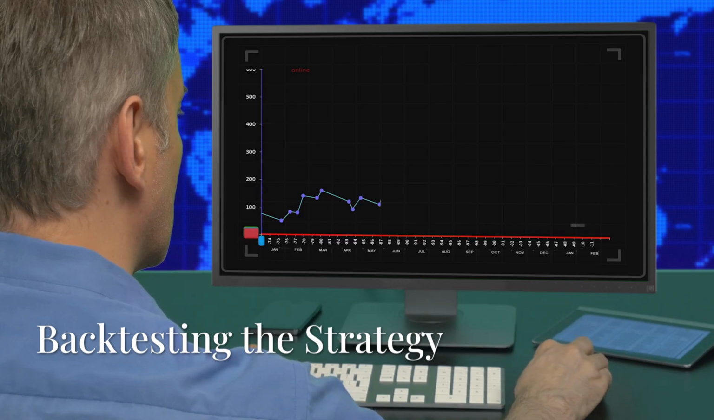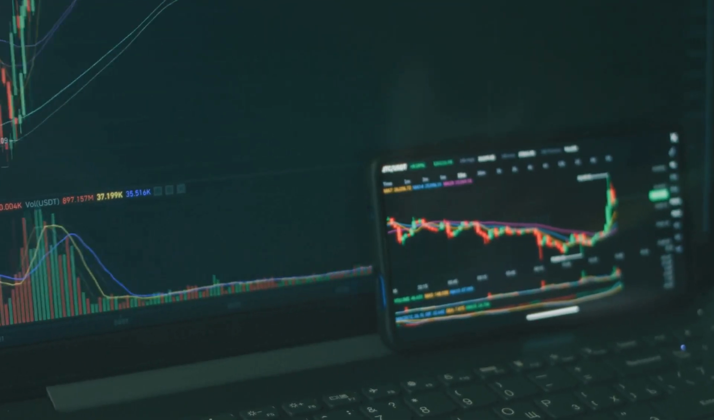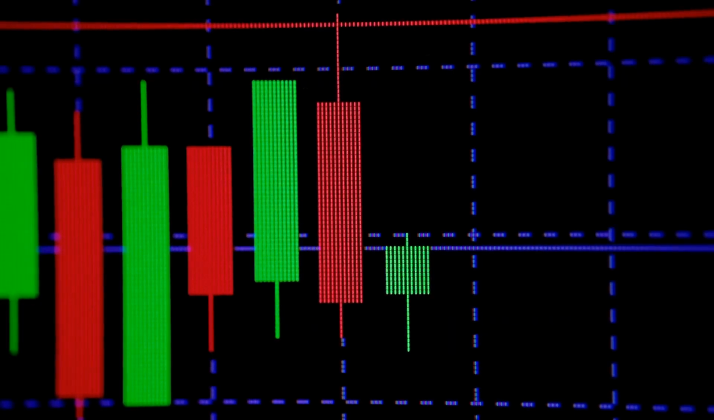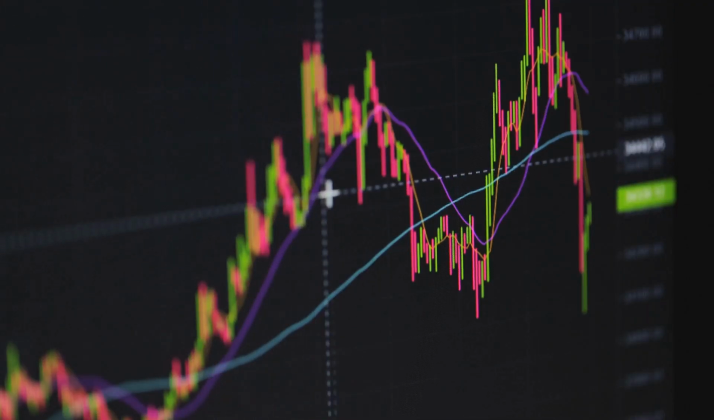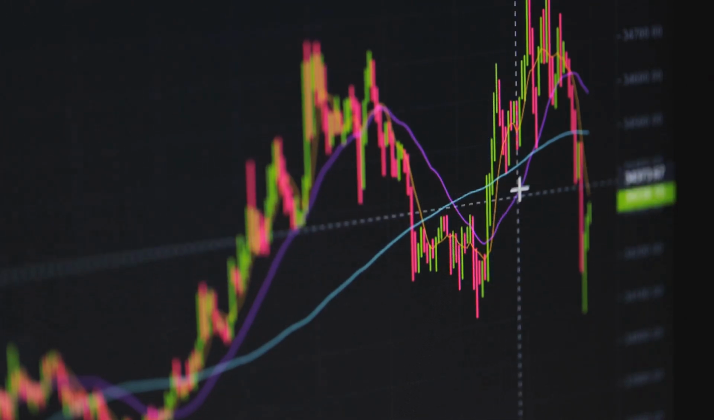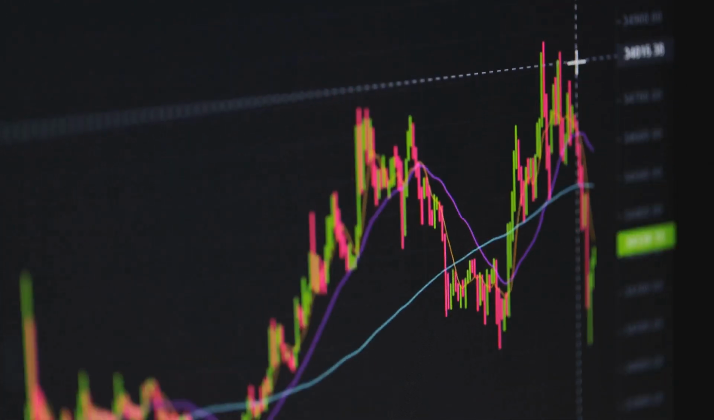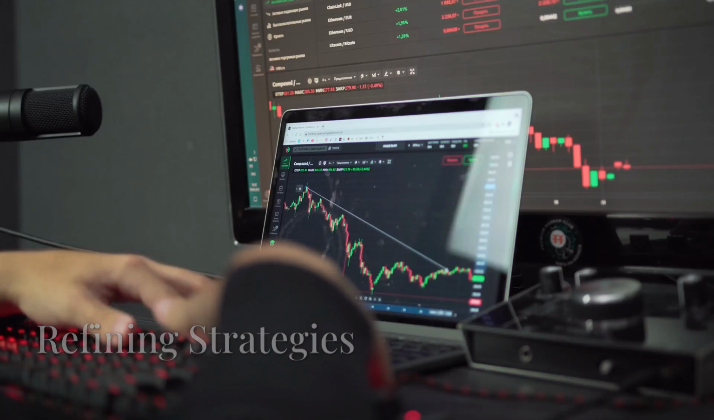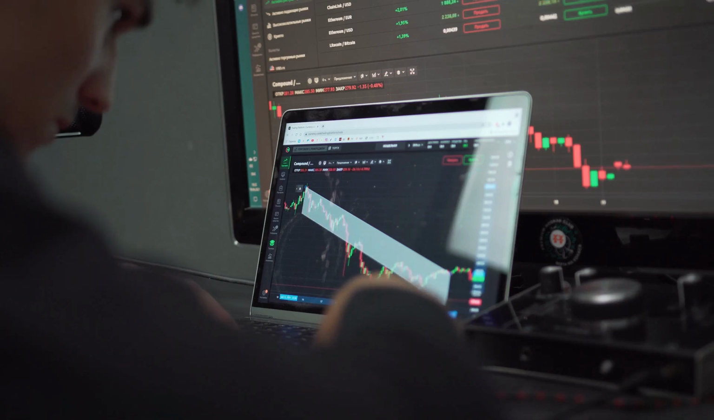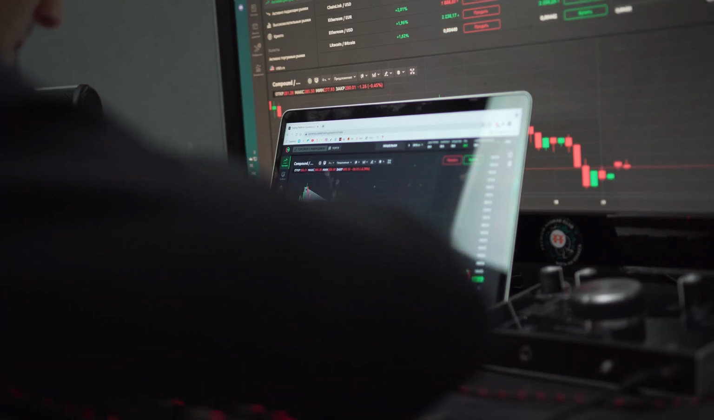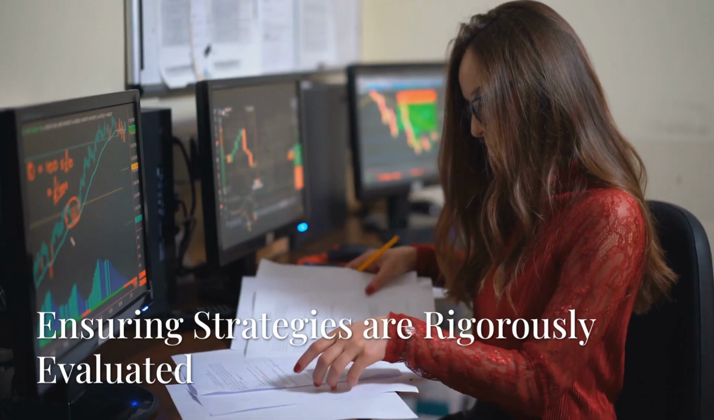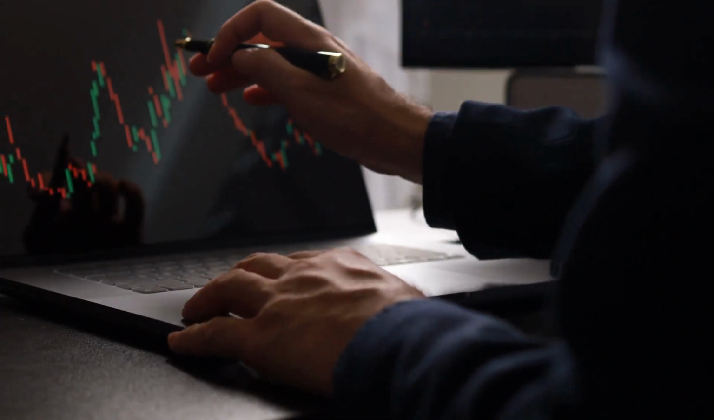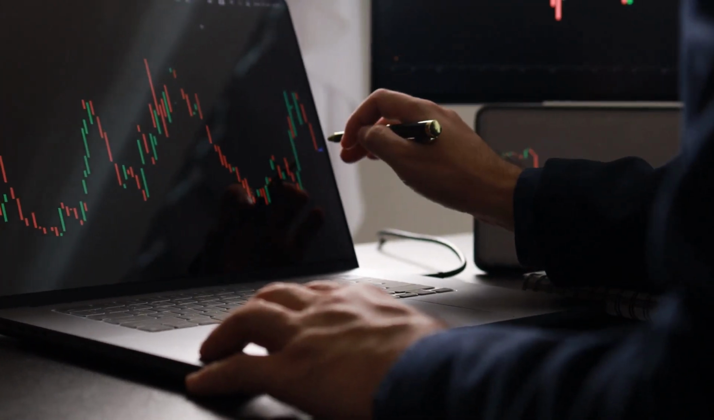Step 4 is all about backtesting the strategy. Systematically backtesting strategies against historical data helps evaluate performance, identify potential strengths and weaknesses, and validate the strategy's effectiveness. Backtesting assesses historical profitability, win rates, average gains and losses, and maximum drawdowns. Traders refine strategies based on backtesting insights, optimizing parameters, adjusting indicator combinations, or modifying rules for improved performance. Effective backtesting ensures strategies are rigorously evaluated, objectively validated, and strategically refined before live trading implementation.